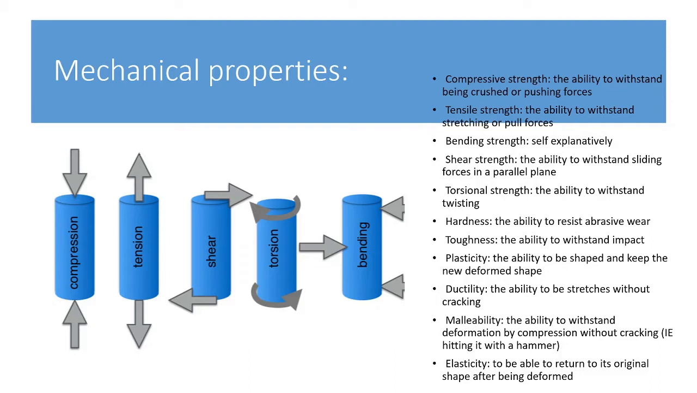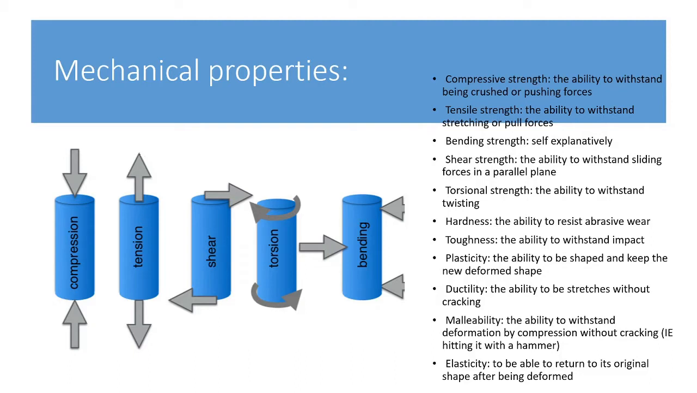Then you've got hardness, which is resisting abrasive wear, as it says on the screen, but it's also resistance to indentation. The test for that is the dot punch test, which does the indentation, or you just put some glass paper or a file across it and see how much damage you do in terms of abrasive wear. Toughness is resisting sudden impact. Plasticity is how well it keeps its shape once you've deformed it. Ductility is how much you can bend it without cracking. Malleability is how much you can deform it under compression.